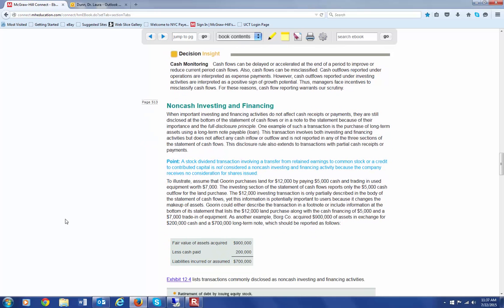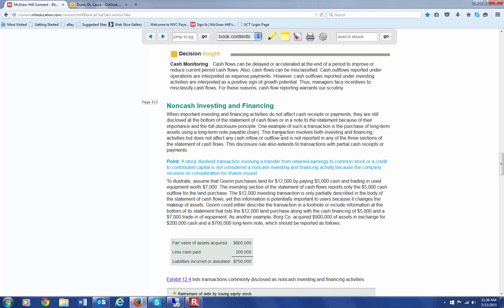Now, there can also be non-cash investing and financing, because these activities don't actually affect cash inflow or cash outflow. So if you're doing something, and we'll talk a little bit about this in a second, that is considered an investing or financing activity, but yet it's not actually costing you cash or not bringing in cash, then what you do is you add a statement to your financial statements just to disclose what that activity was.